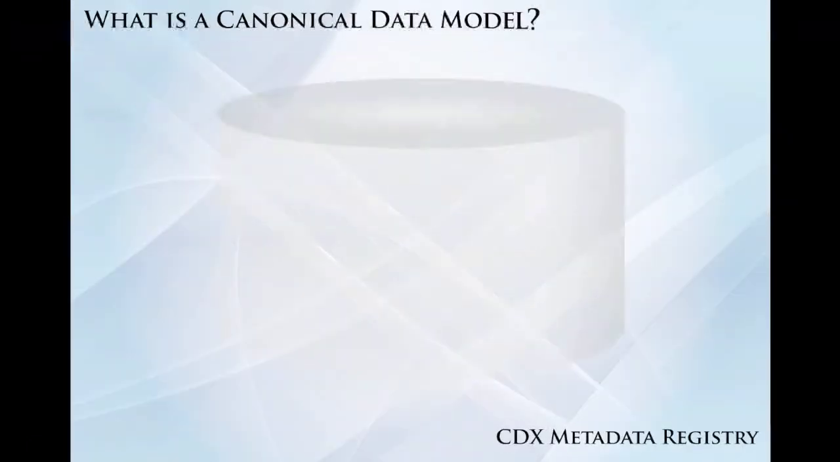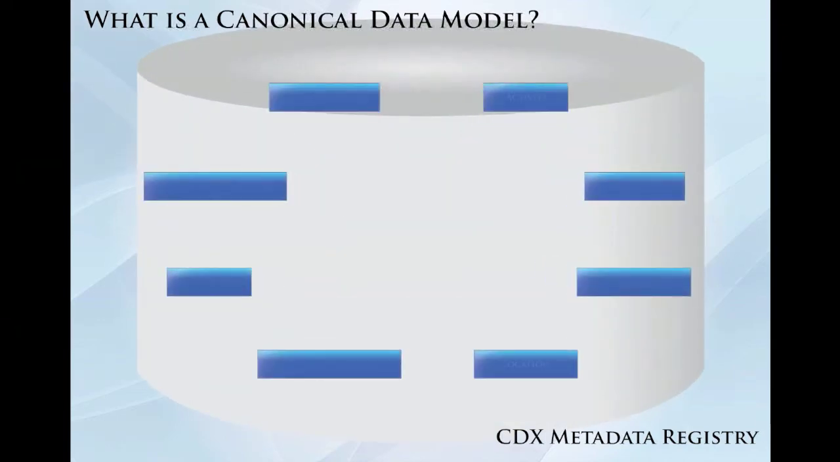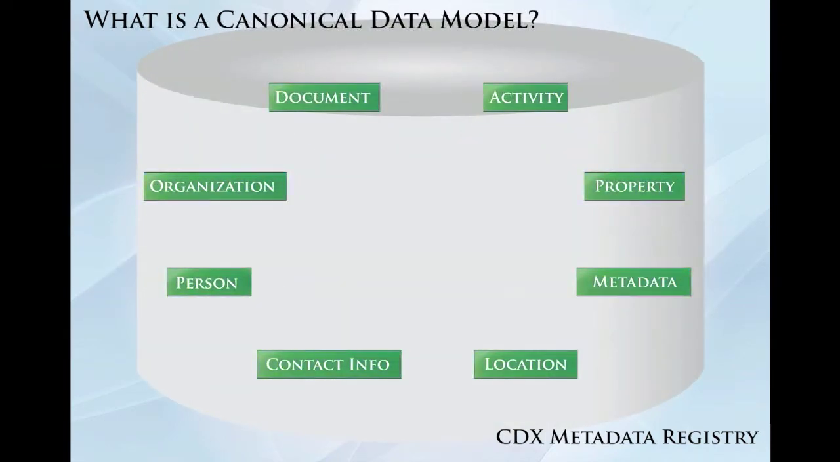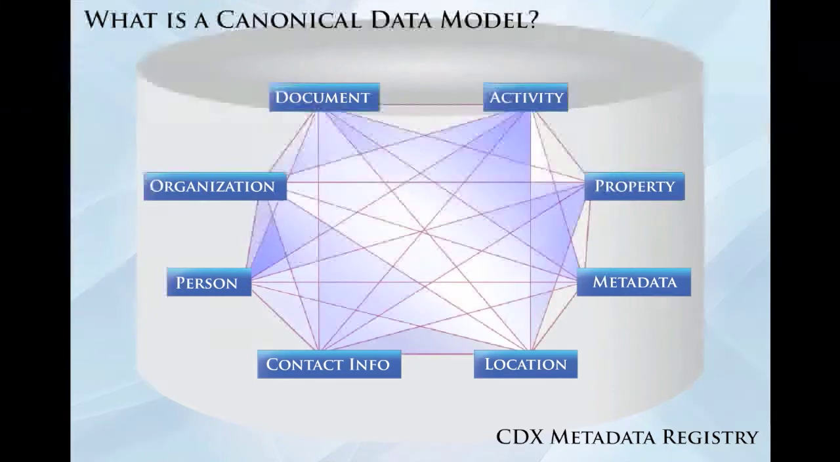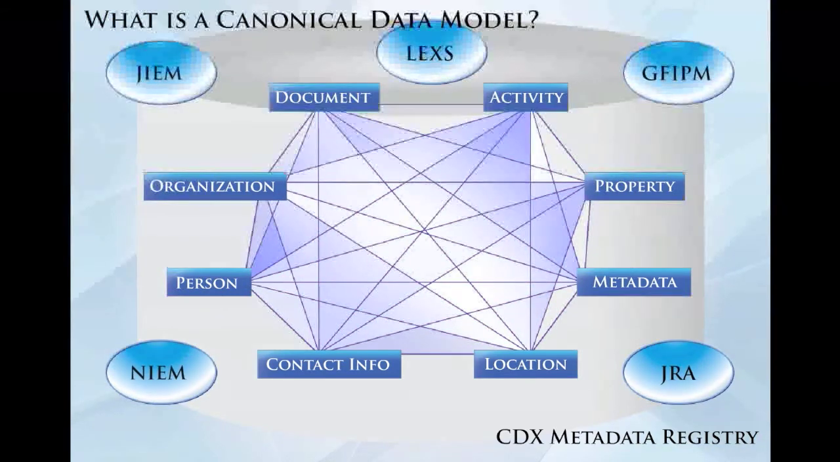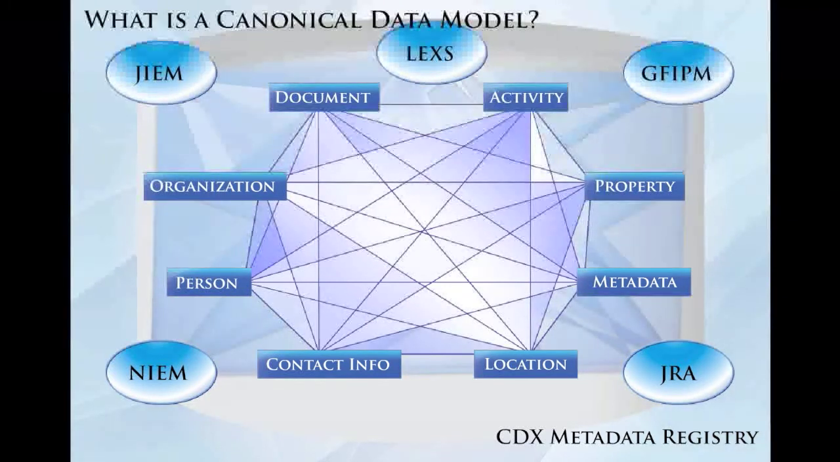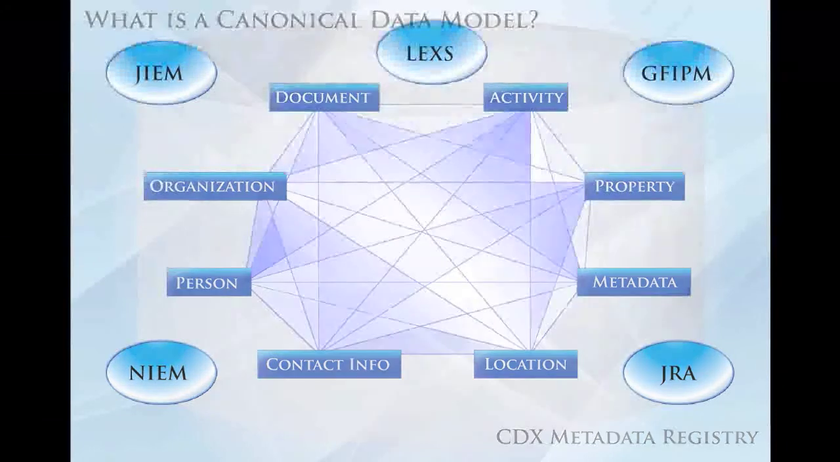In principle, it contains a canonical model of all the logical structures and definitions for all persons, things, and activities described in justice information exchanges, including the domain-specific roles such as suspects, victims, and witnesses. Further, it maintains the inheritance and relationships that are possible or dependent between these entities and their roles. Separately, CDX ExchangeBuilder maintains relationship mappings to the equivalent elements and structures of the most common standards vocabularies, such as NIEM, LEXS, JRA, and GFIPM.